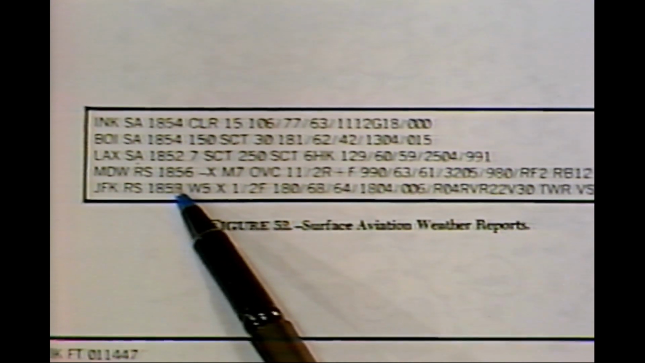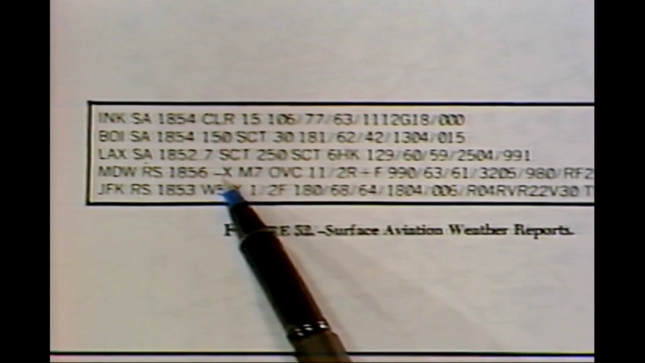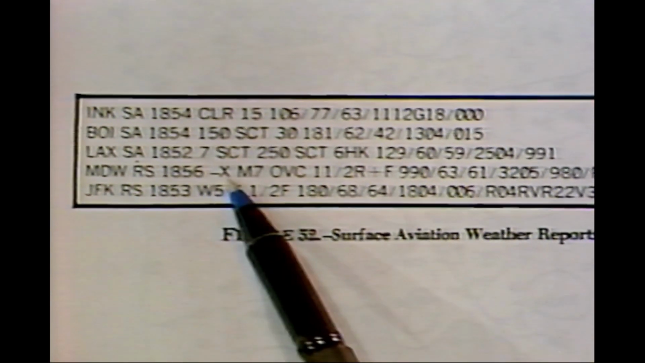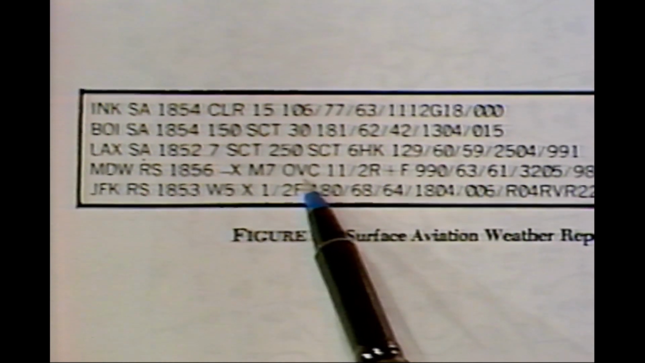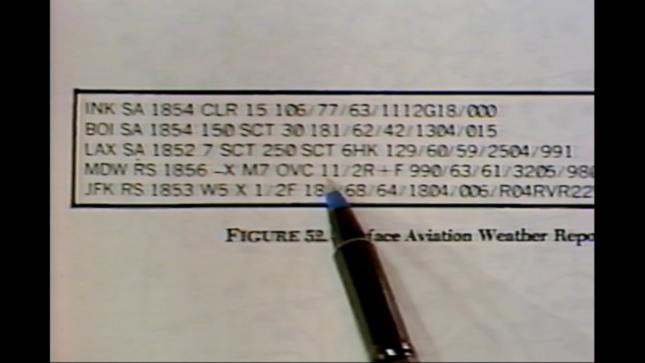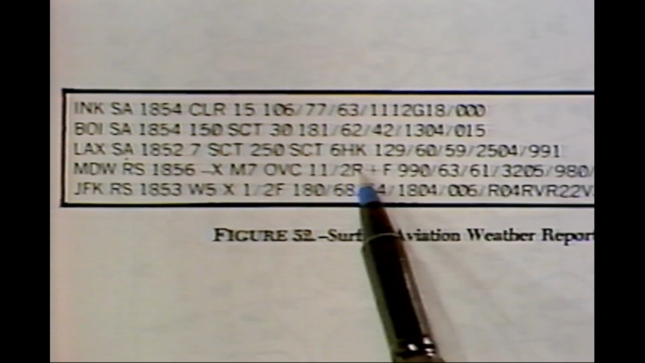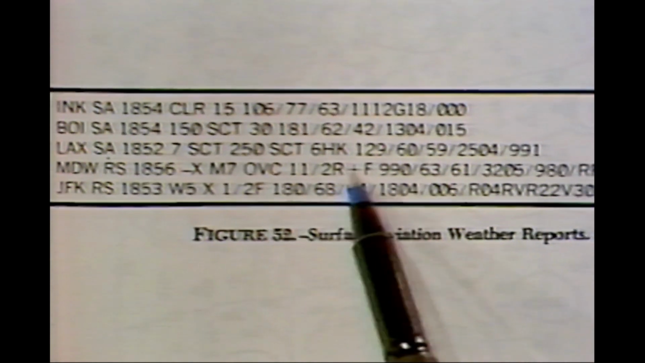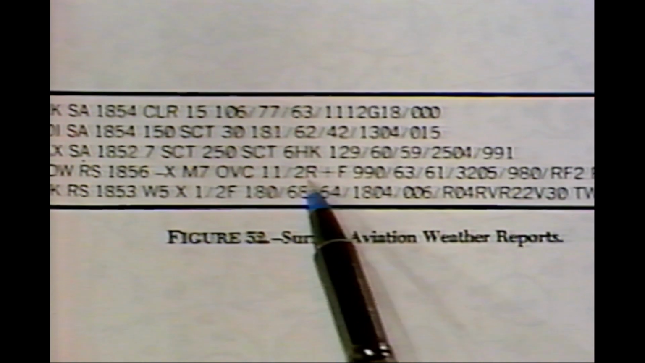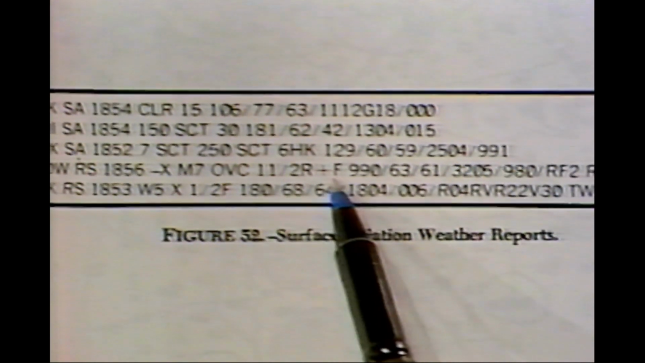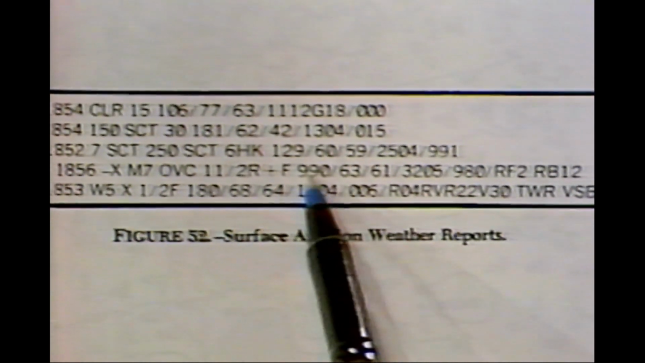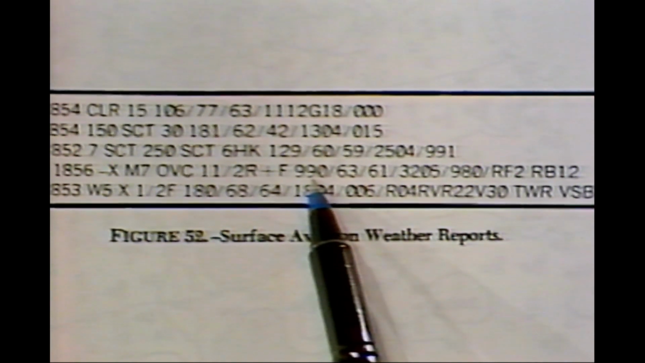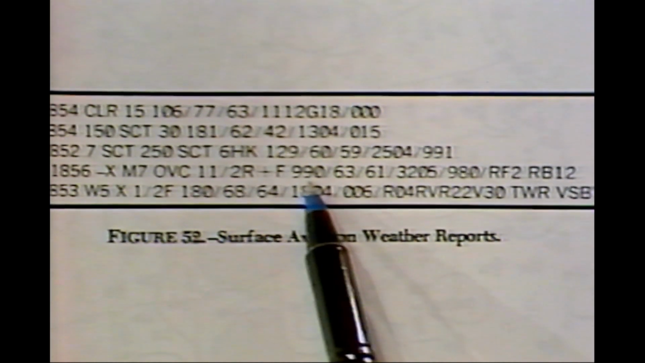At 1856 Zulu, we have partial obscuration, minus X is partial obscuration, measured 700 feet overcast, OVC is overcast. The visibility is not 11, it's 1 1/2 with rain, and the plus after the R means it's heavy rain and fog. The altimeter, or the altimeter corrected to sea level in millibars, is 10, I guess it would be 999.0.